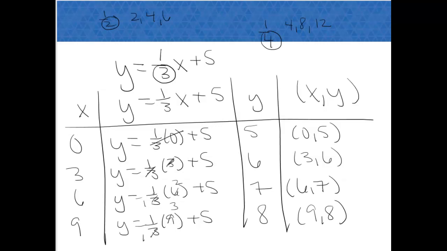So that's why you want to pick multiples of the denominator. And so I've made a table of values to find ordered pairs, which we could eventually graph. And when we graph it, it makes a line. So this is kind of foreshadowing what's coming, but it's something important that I just wanted to show you while we're plugging in values.